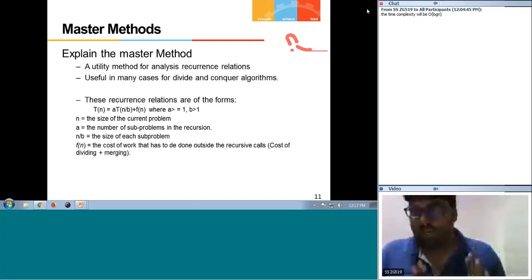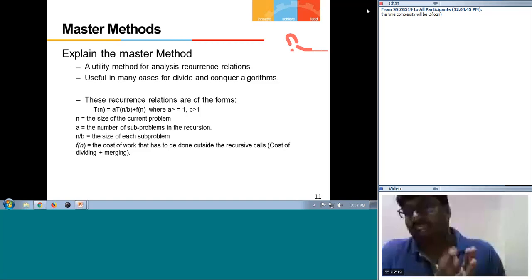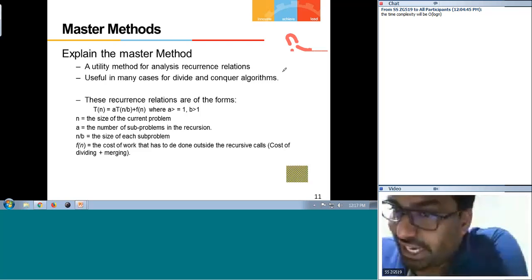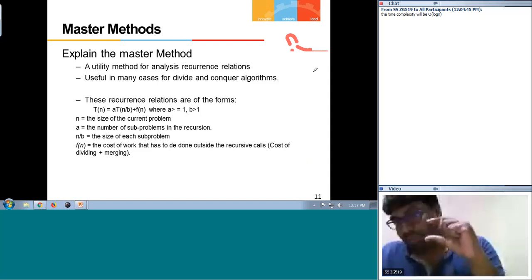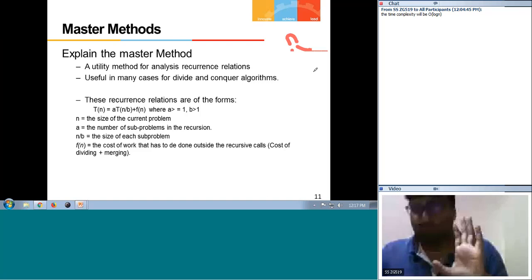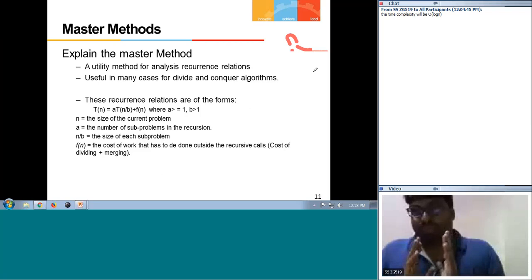So you are clear with the terminologies. Now, a is not the size here. a is the number of subproblems in the recursion. What is the number of subproblems? When you are dividing into n by 4, n by 8, all the divisions, the total number of divisions that you are doing is the number of subproblems. Okay, good.